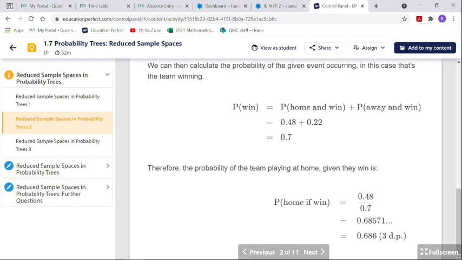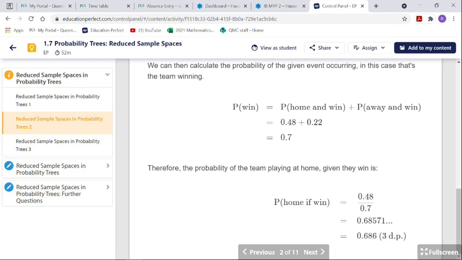0.6857. I don't know why they started rounding to 3 decimal places. Remember, probability is always rounded to 4. Okay? Did you put it on? You don't have to. They'll assume you rounded it to 4 most of the time. You don't have to worry about that.